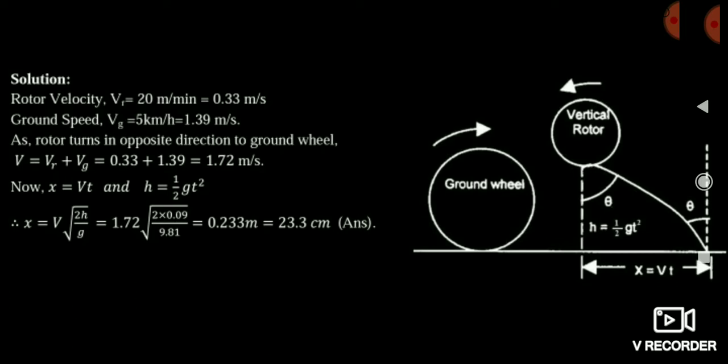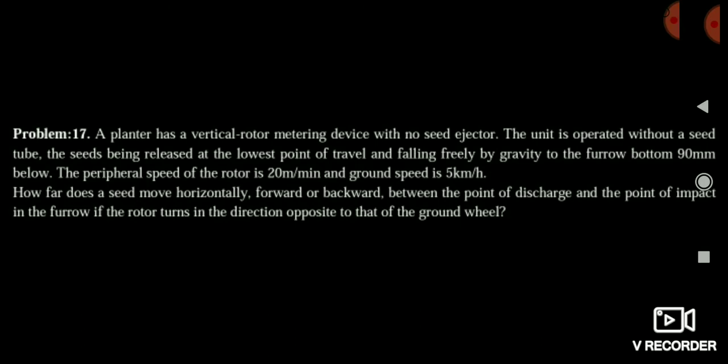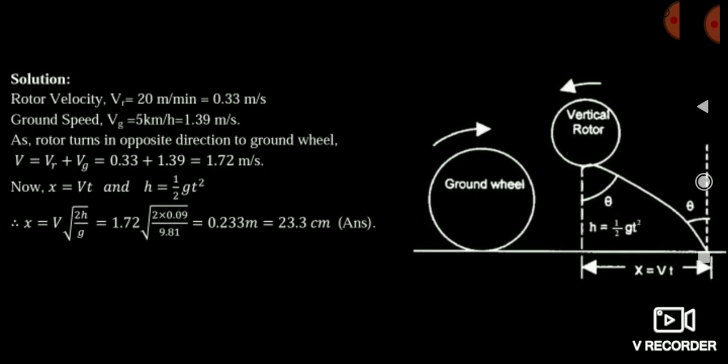The h value here is given in the question, that is 90 mm. So h is equal to 1 by 2 gt square, so time you can get as root under 2h by g. So you should calculate the x value, that is 23.3 centimeter. It is very easy, friends, and it was asked in the previous year.